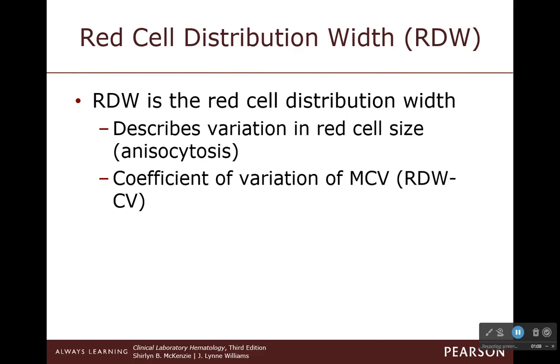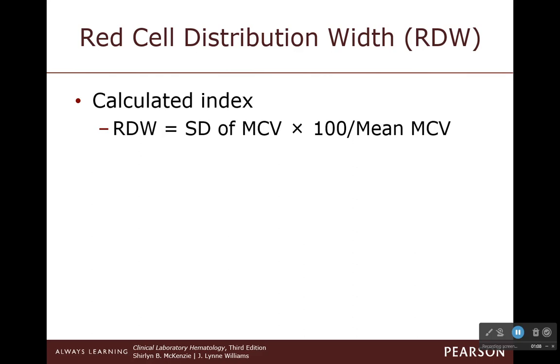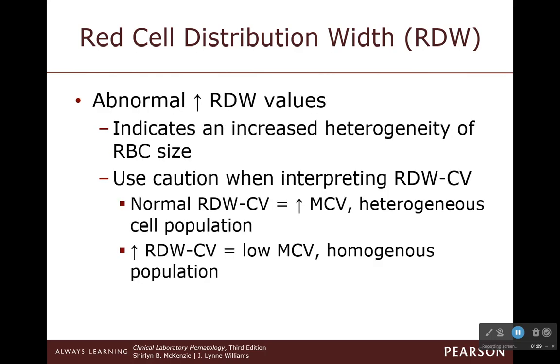And some machines actually are a little bit more technological. You'll see an RDW-CV, and you'll also see an RDW-SD. I'm talking about the actual standard deviation. But RDW-CV is the one that is reported on most instruments. So the SD of the MCV times 100 divided by the mean of the MCV.